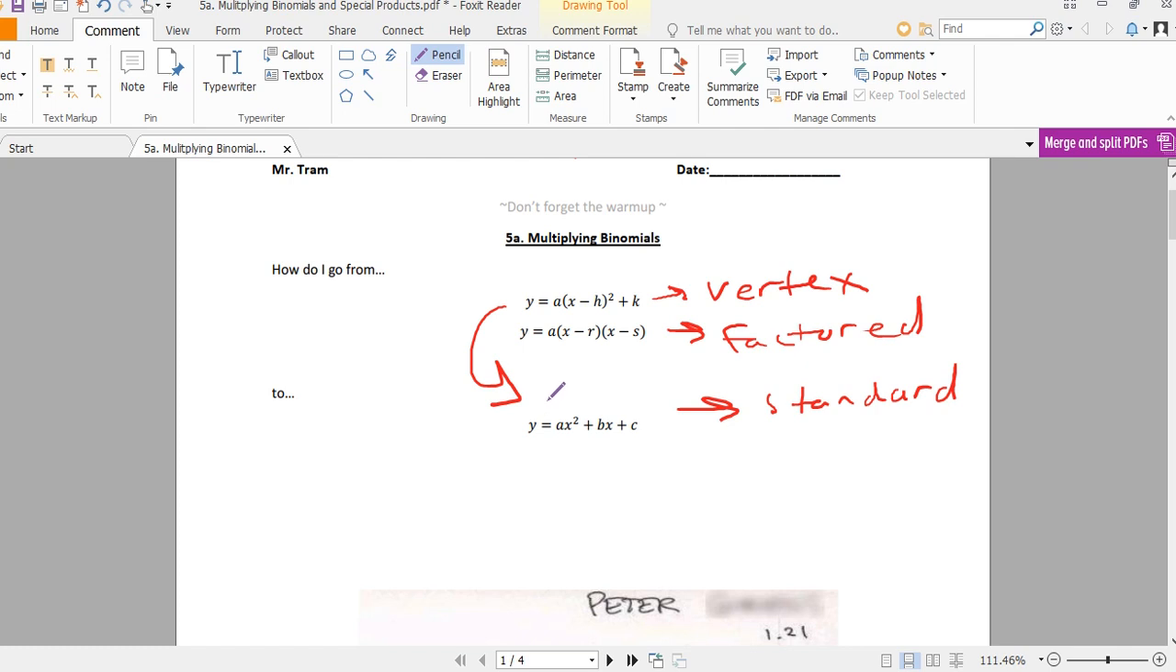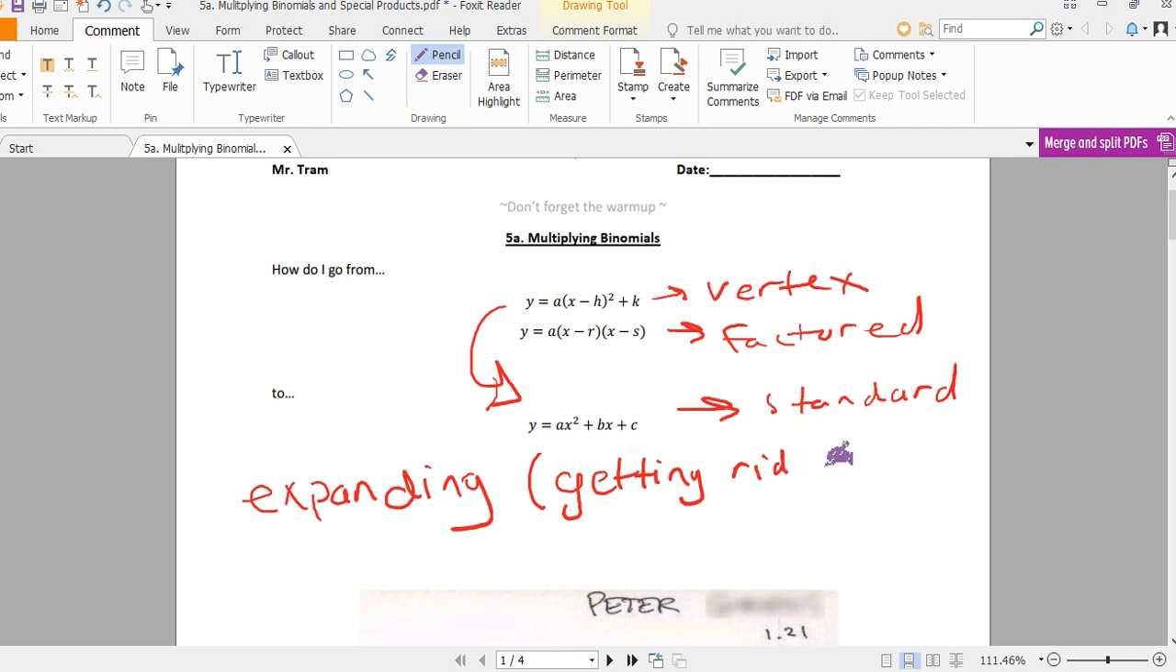Now, what's the main difference? What's the main thing you notice that's different about the vertex and factored form from the standard form? It is the lack of brackets. Okay, so our focus today will be multiplying binomials, which is telling us to expand binomials. And when we hear the word expanding, we are essentially just getting rid of brackets.